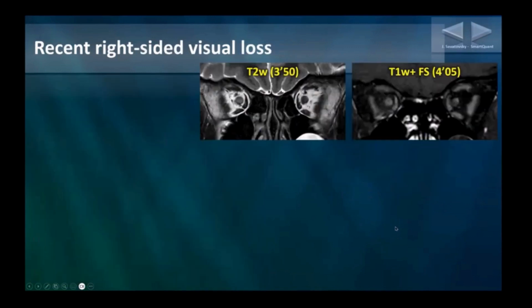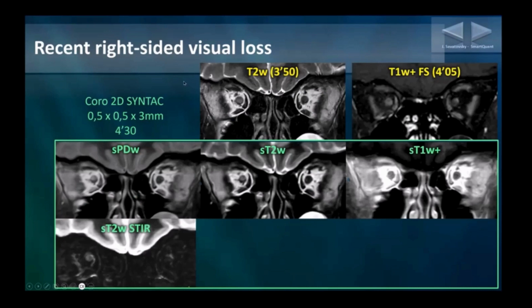And the next example, and the last example that I will show with 2D sequences, is an acute optic neuritis in a gentleman with recent right-sided visual loss. Those are the conventional sequences with an almost 4-minute T2 and a 4-minute T1 post-gad with fat suppression. And this is what we get from a single 2D sequence that is tailored for optic nerve imaging with high resolution and thin slices in only 4.5 minutes.